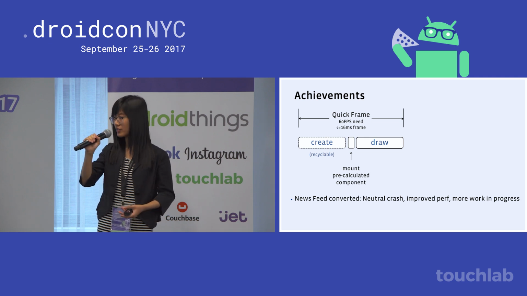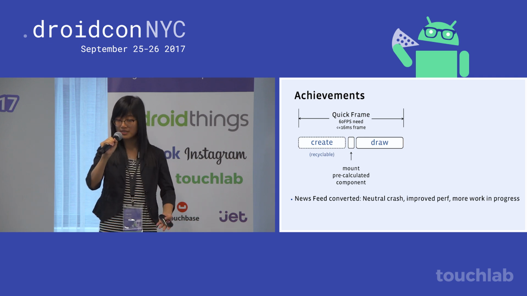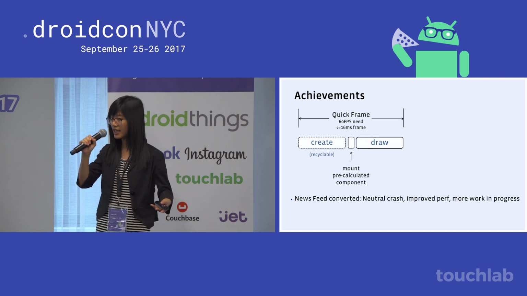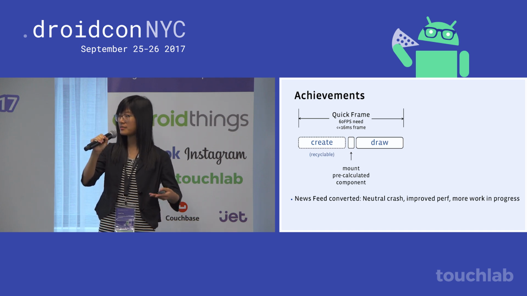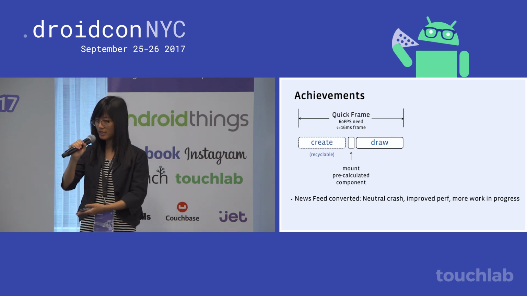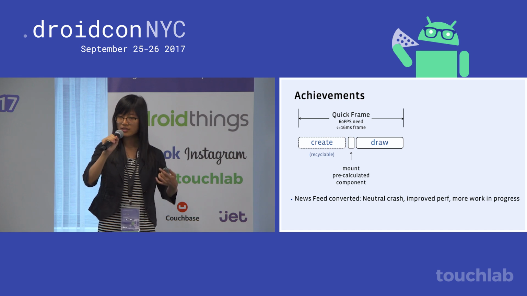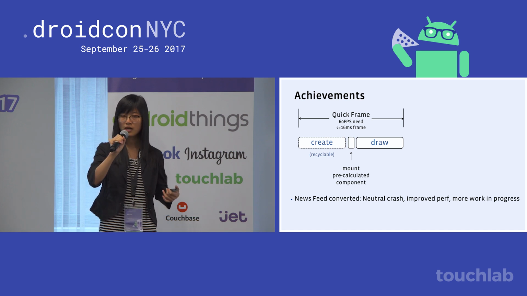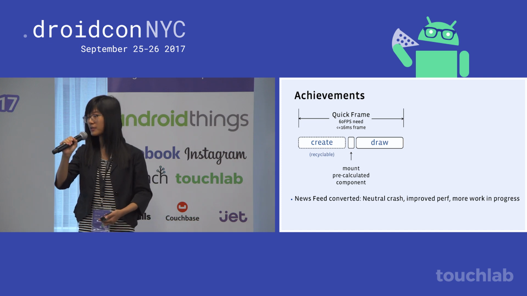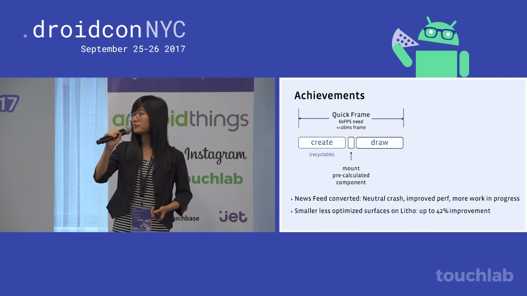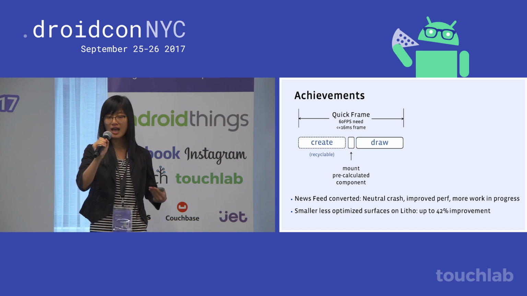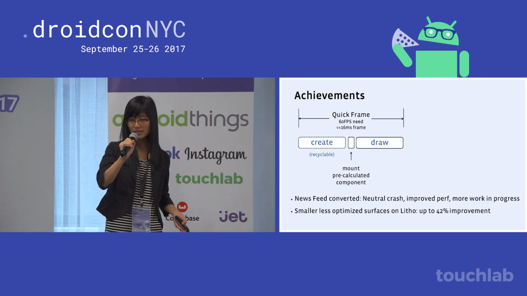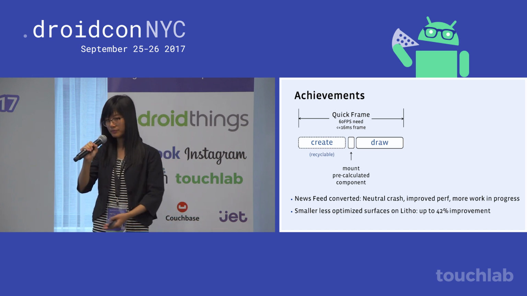For Facebook newsfeed, with fixes and optimizations, we managed to maintain a neutral crash rate with the help of Infer and improve the scrolling performance. And we believe there's more work in progress with more contentions to resolve and additional opportunities for improvement. For a smaller and less optimized surface, we've seen up to 42% improvement when converting to Litho.